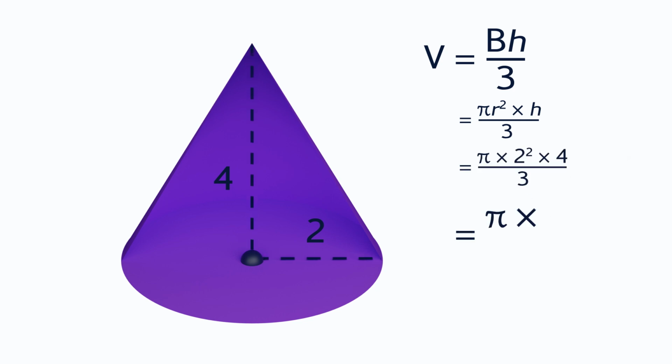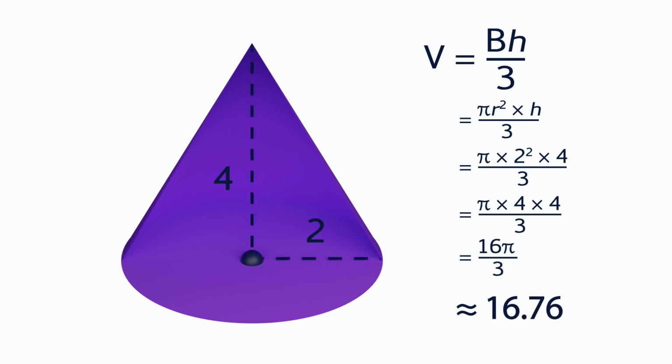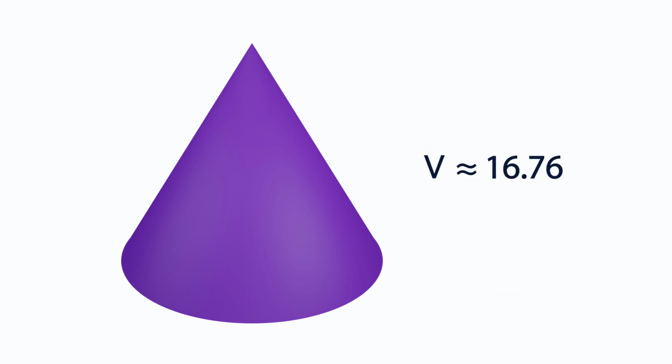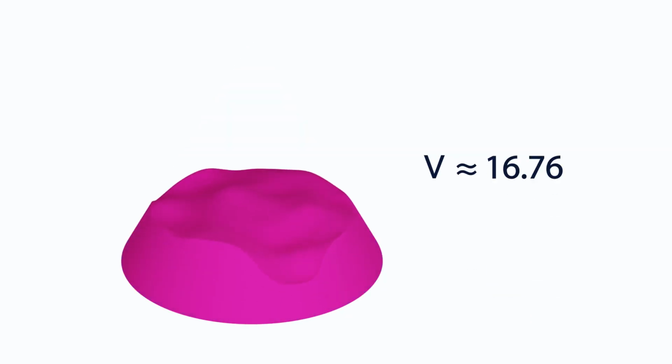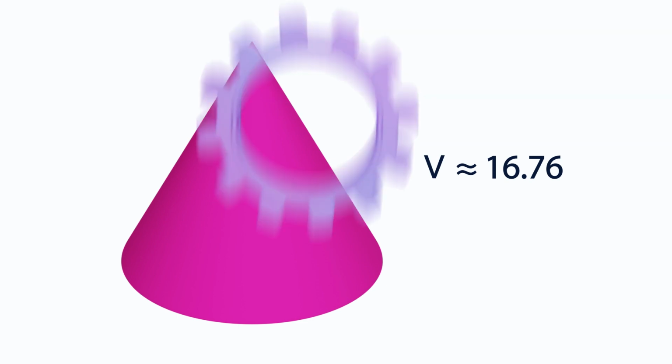2 squared equals 4. 4 times 4 equals 16. 16 times pi divided by 3 is about 16.76. So, the volume of this circular cone is approximately 16.76. Let's look at another example.